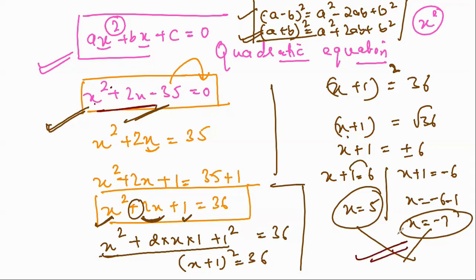So this is the way to find the roots, or the zeros, or the factors of a quadratic equation using the completing the square method. And these are the two important identities that we have to use according to the question and according to the sign of the coefficient of x.